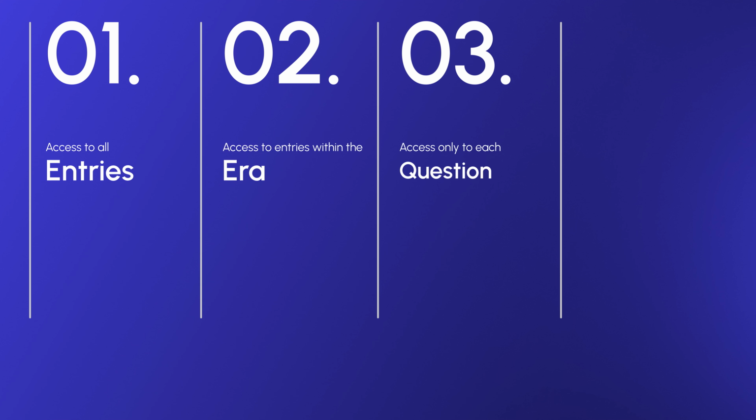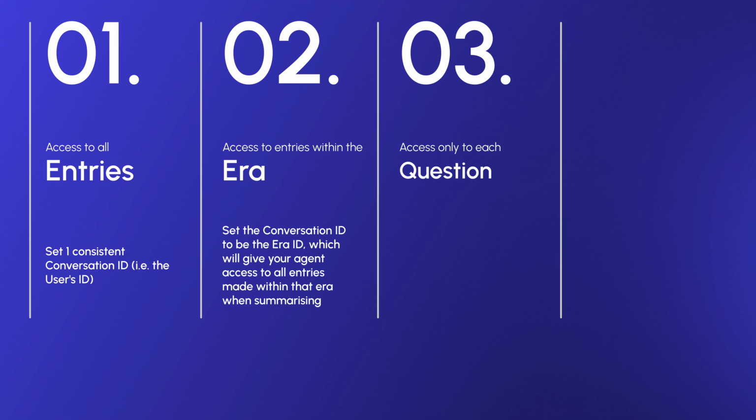Because we've structured our data model across 3 levels, we effectively have 3 different options for the way that we can provide our conversation ID. By being smart about the way we set the conversation ID, we can dramatically change the output that we get from our agent. For example, we could provide every single entry the user has made, regardless of era, by having the same conversation ID every single time. For example, we could set the conversation ID to be the user's user ID. Similarly, we could provide all answers within a specific era by providing the conversation ID as the era ID.